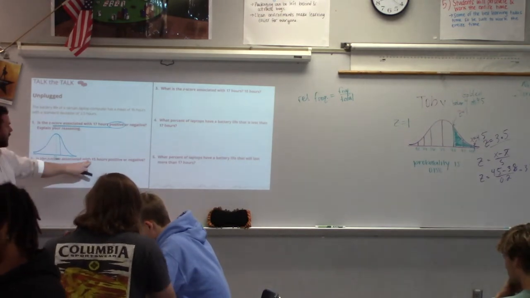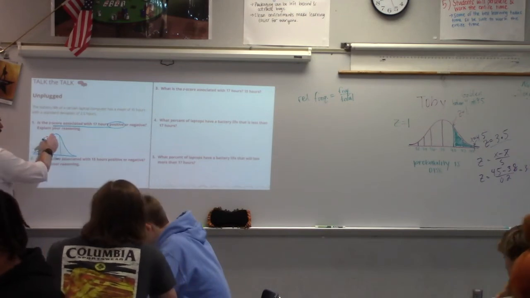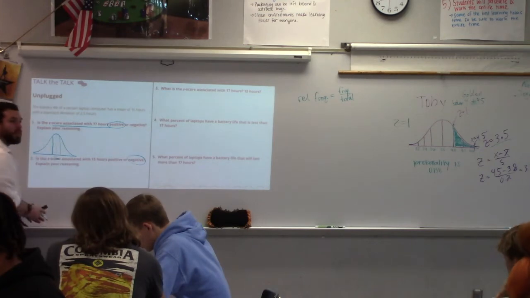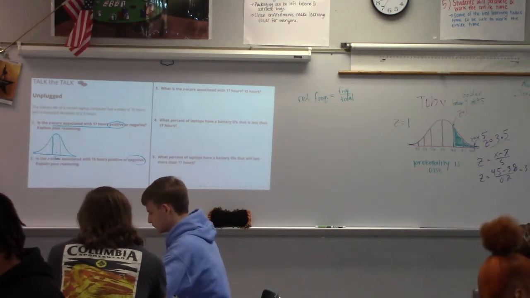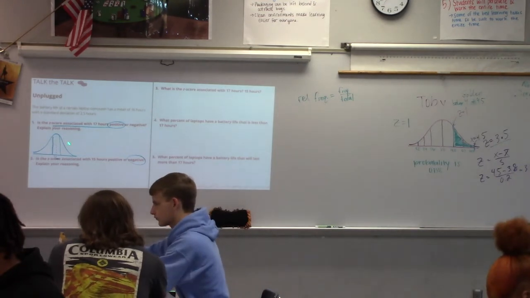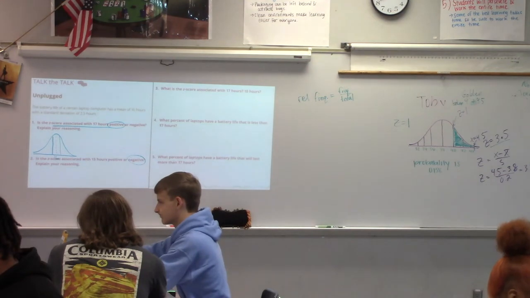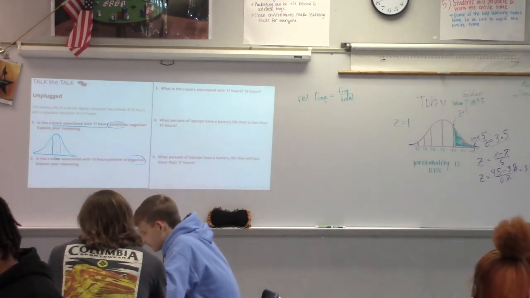Is the z-score associated with 15 hours positive or negative? It's negative because that value is below the mean. That's the whole point: whether the z-score is positive or negative depends on whether the value, which corresponds to the original normal distribution, is above or below the mean. What are your questions about 1 and 2 there?